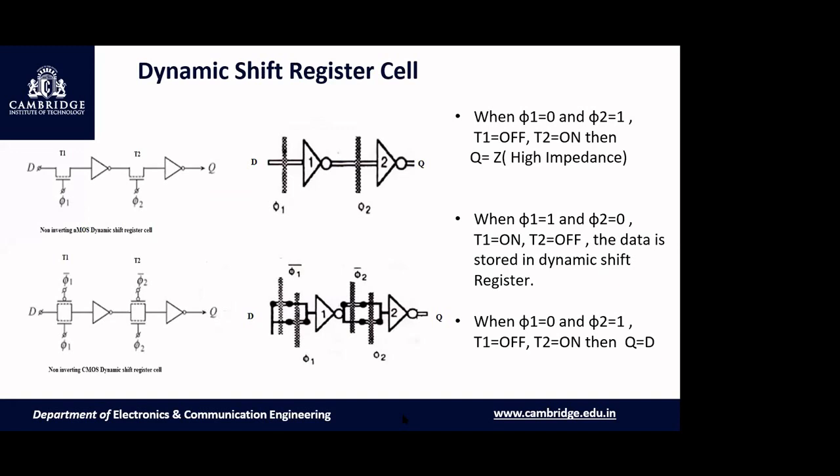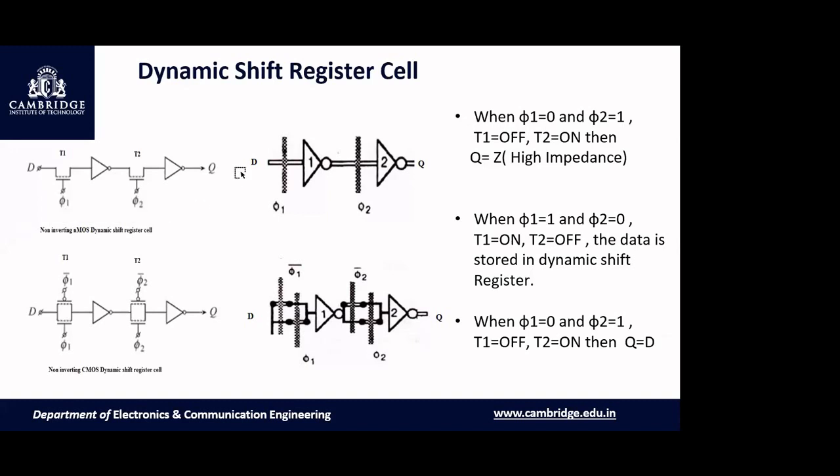So now you can see I've used two inverting cells. This is one inverting cell, this is another inverting cell. Two inverting cells have been cascaded. Here I've used one pass transistor and one inverter for each inverting cell, and it is cascaded so that you'll get non-inverting. Here we'll be using two-phase non-overlapping clock. Phi 1 and phi 2 clock will be used.